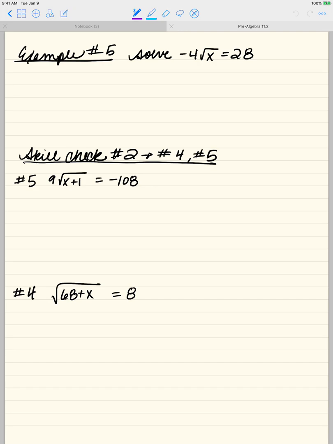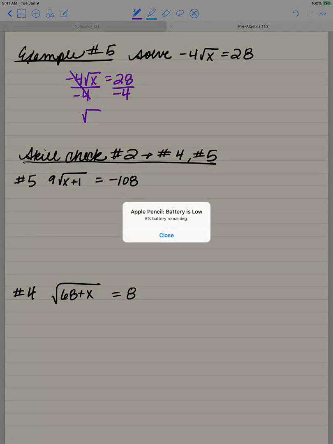Solve negative 4 times the square root of x is equal to 28. So here, the square root of x is being multiplied by negative 4. So I need to get rid of that negative 4 on the outside first. That cancels out. I get the square root of x.